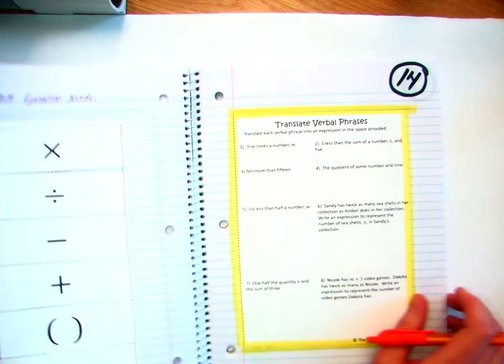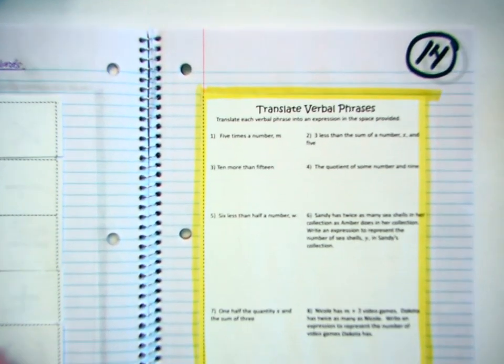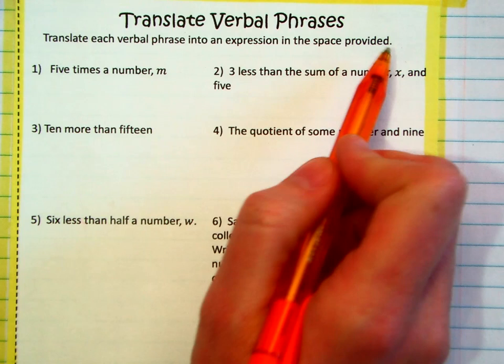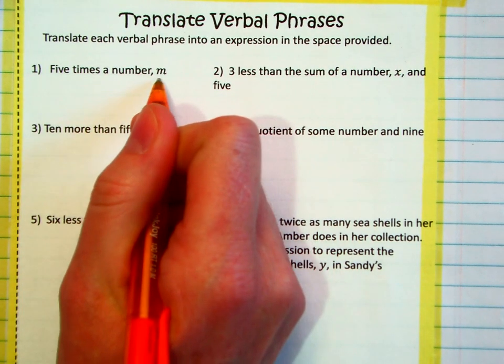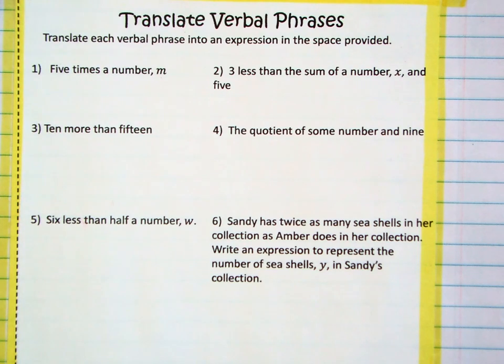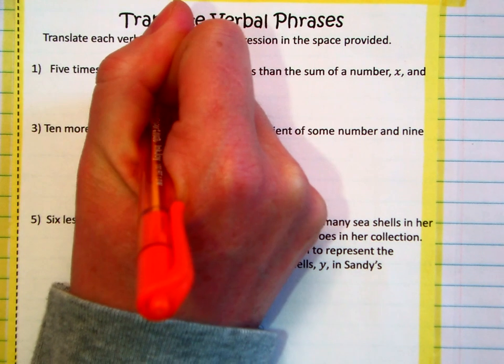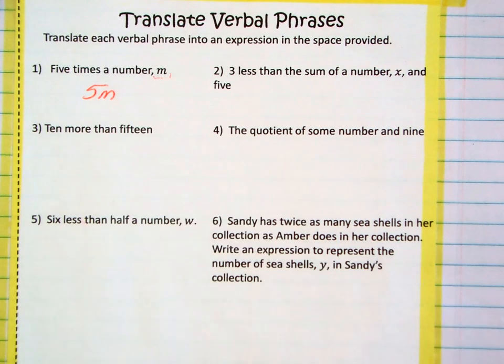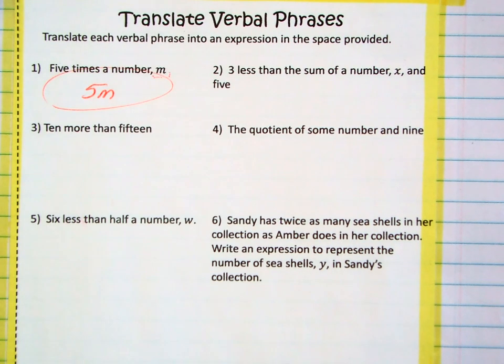And moving on to translate verbal phrases. This is only 8 questions. We're just going to take these phrases, translate each verbal phrase into an expression in the space provided. Notice if they have letters, we should know which type of expression that is at this point. Algebraic. Good. All right, 5 times a number, and the number is represented by m. 5 times m. That would be your answer. Now please pause the video and try 2 through 8 independently. Then when you come back, we'll do the answers together.